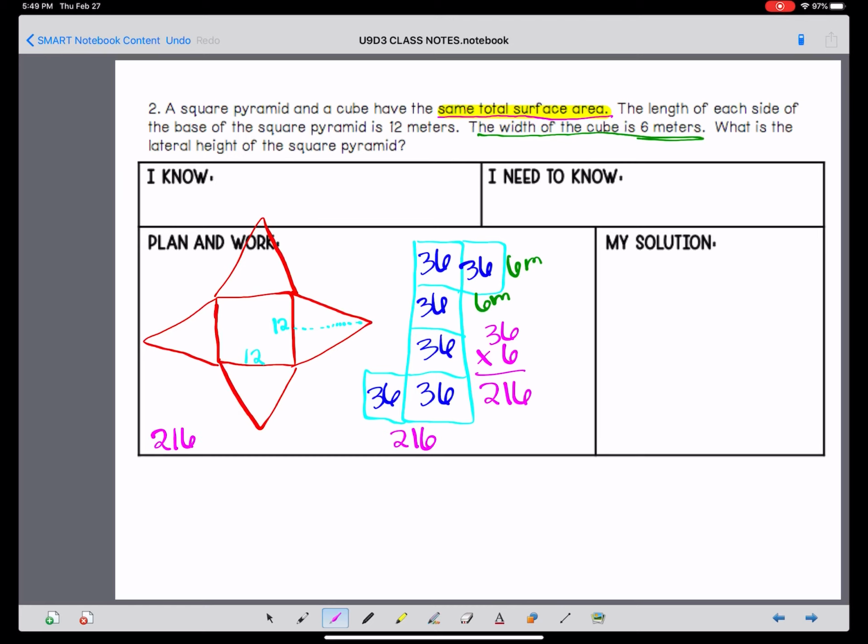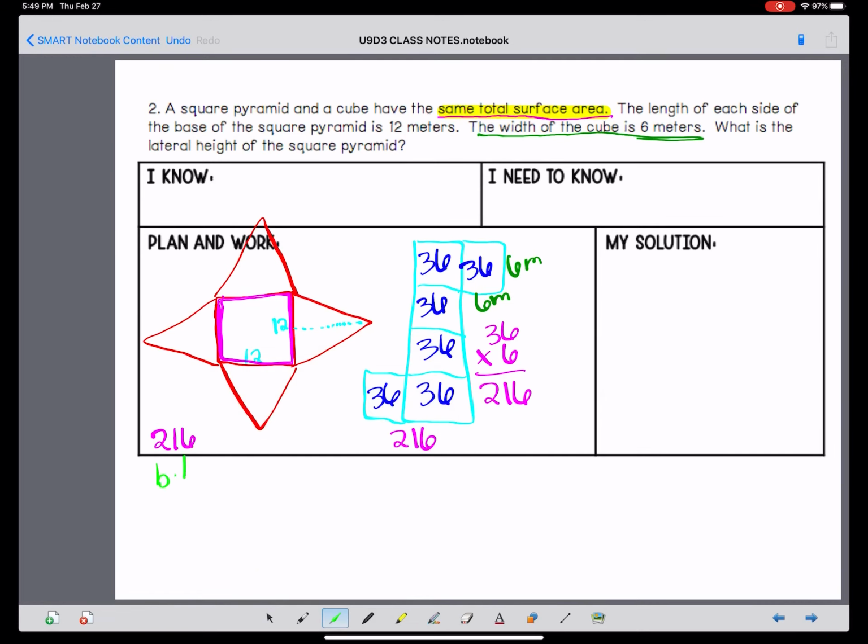All right, so the length of each side of the base of the square pyramid is 12 meters. The width of the cube is 6 meters. What is the lateral height of the square pyramid? Okay, this is awesome. Let's go ahead and figure out what this portion of my square is going to be, the one that I'm highlighting right now, because we can use that to our advantage. In order to do that, we have to do base times height.